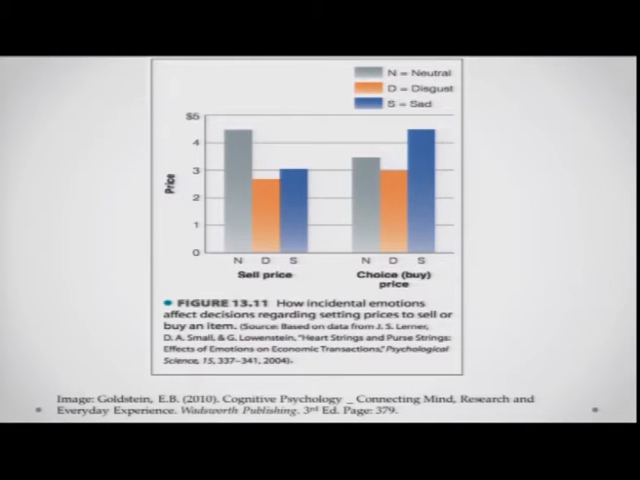And here are the 3 groups: neutral, disgusted and sad, and you see the differences in price. You will see that the neutral group is selling for a much higher price than the disgusted and sad groups, and similarly in the other case. In the choice to buy, the sad group is willing to pay more in that sense. Okay.